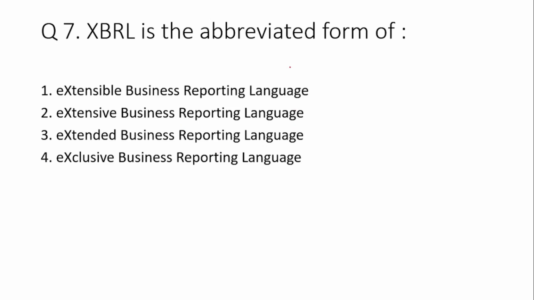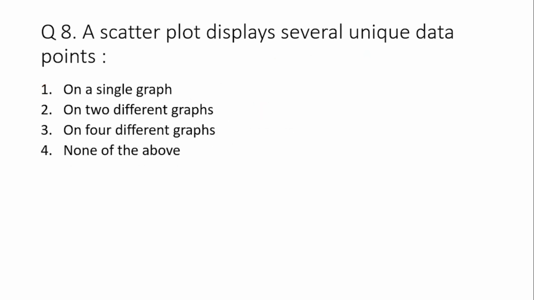Let's move on to the next question. XBRL, the abbreviated full form of XBRL, is Extensive Business Reporting Language, Extended Business Reporting Language, or Exclusive Business Reporting Language. The correct option should be option number 1, that is Extensible Business Reporting Language, right? Okay, let's move on to the next question. It talks about scatter plot. A scatter plot displays several unique data points on a single graph, on 2 different graphs, on 4 different graphs, or none of the above.